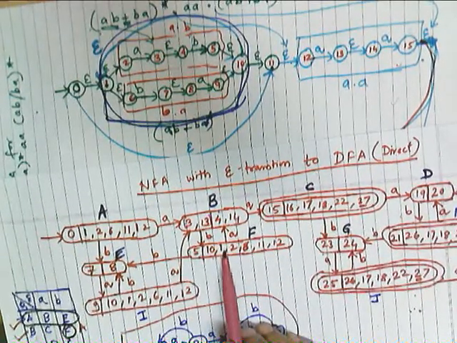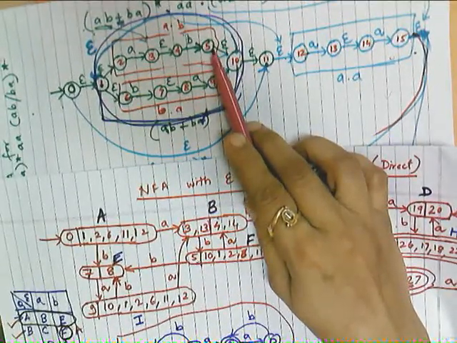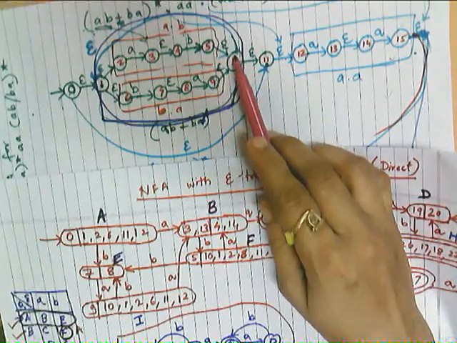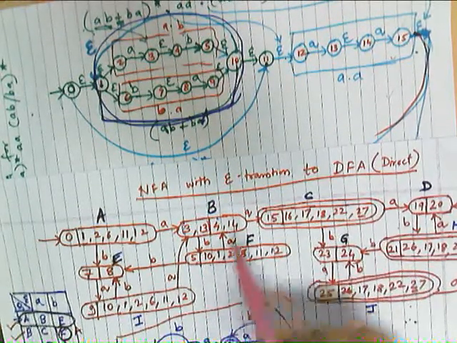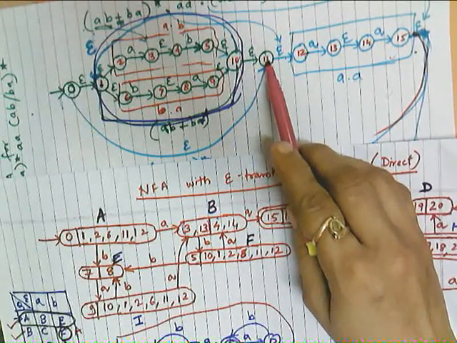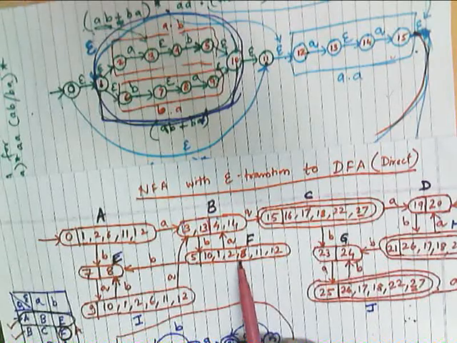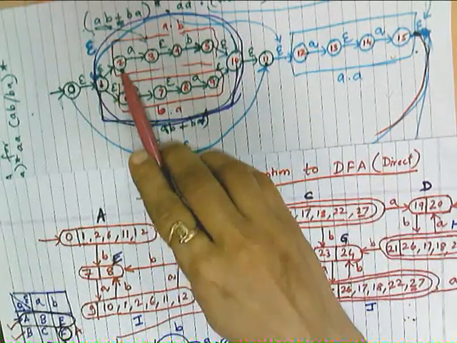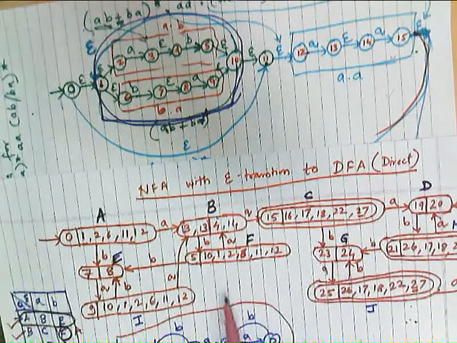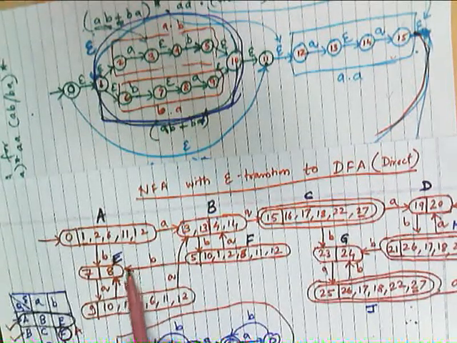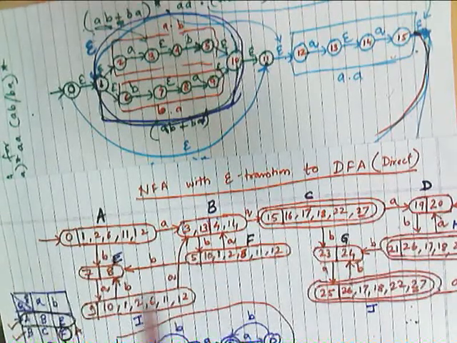Similarly with B from 5. So with 5, with B nowhere, then which is the state? 10 with B nowhere, 11 with B nowhere, 12 with B nowhere. Then which are the remaining states? 1 with B nowhere, 6 with B moving to 7. So we need to have this particular transition. Similarly, this part is over.